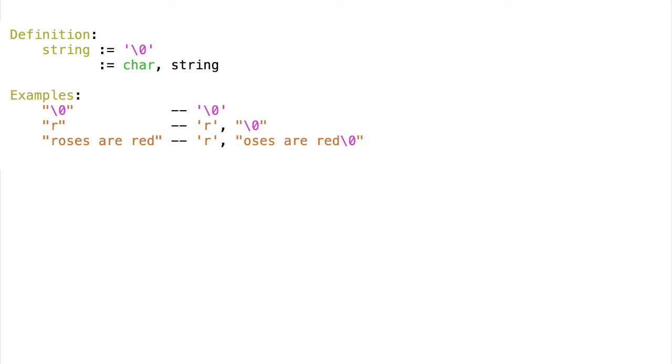Here is a recursive definition of a string. Rather than viewing a string as a sequence of characters, we view it as either a null character or a single character followed by a string. In the previous example, we dealt with each part of this definition separately.